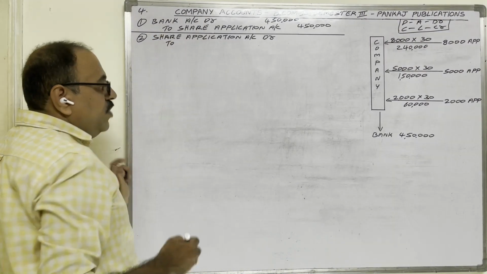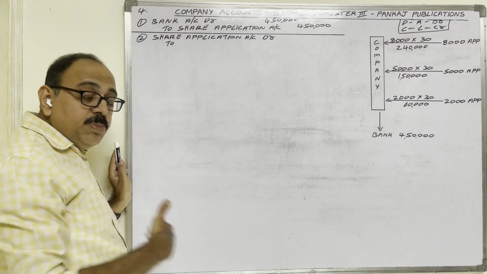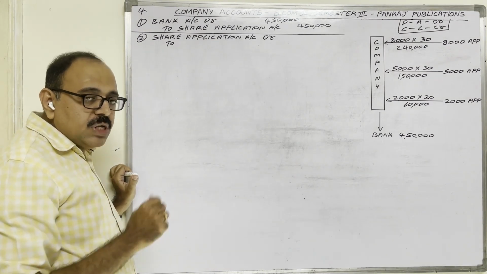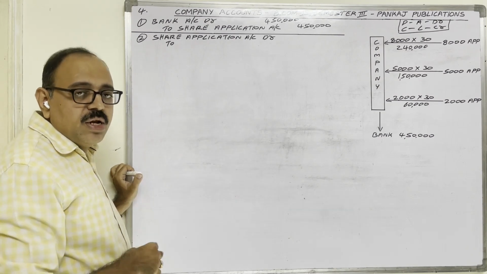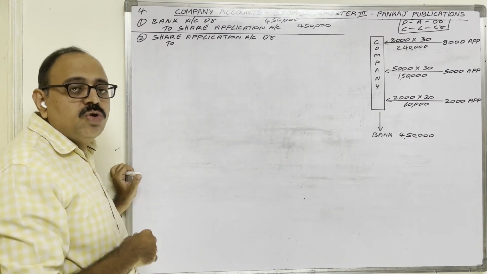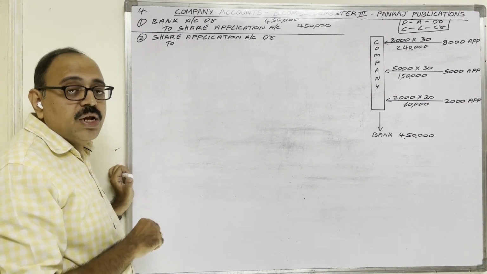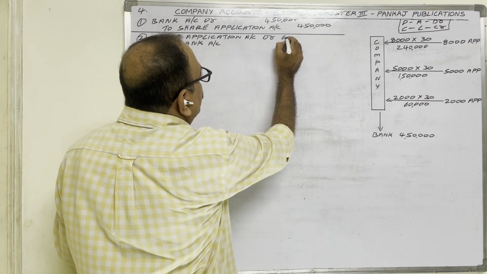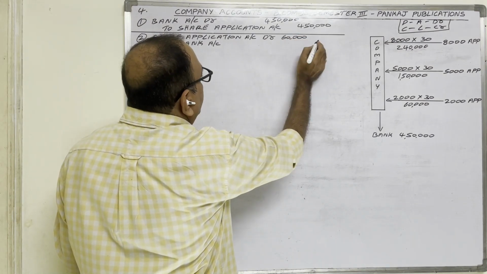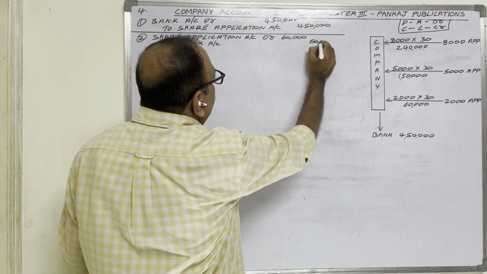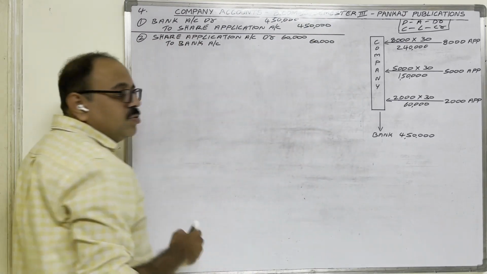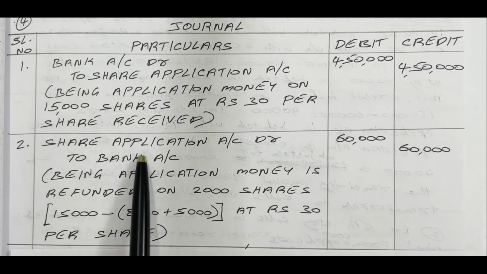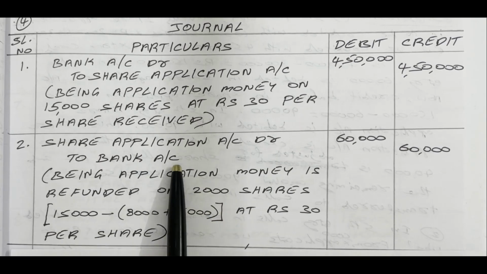Second, from the company's bank account, the company is paying this 60,000 rupees. So bank account is a personal account, no? Debit the receiver, credit the giver. Now, bank is giving 60,000 rupees to applicants. Bank is a giver. Therefore, we have to credit the bank account. Amount: to the third applicants, the company is returning 60,000 rupees. Therefore, amount is 60,000. This is the second entry: share application account debit to bank account.